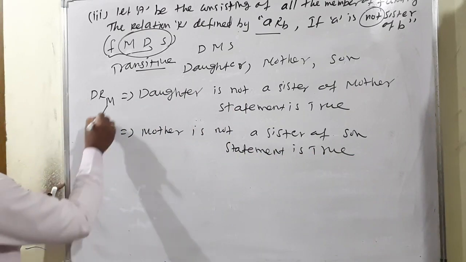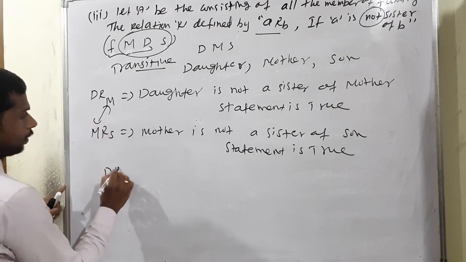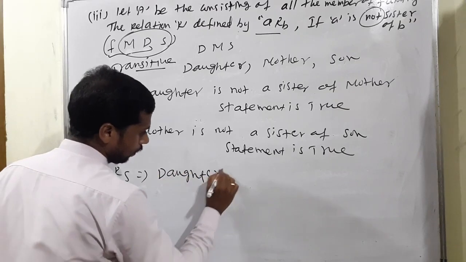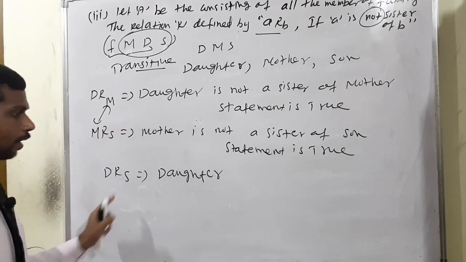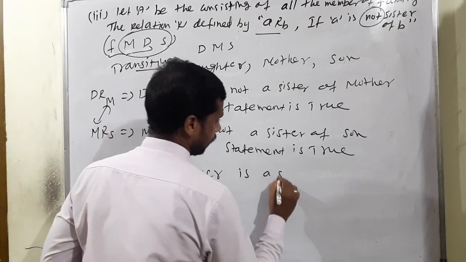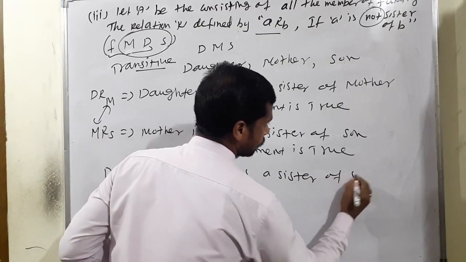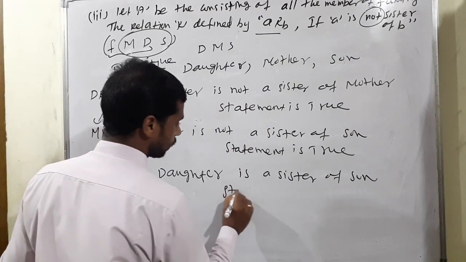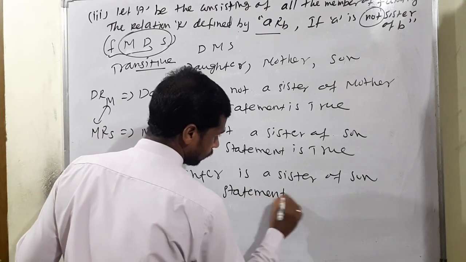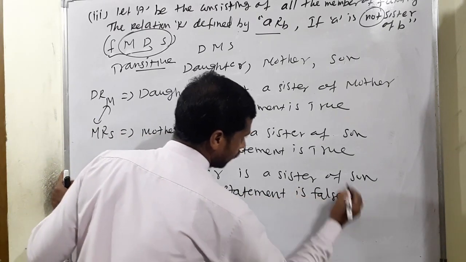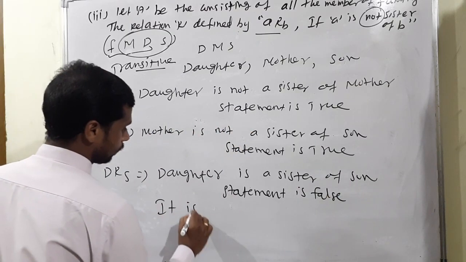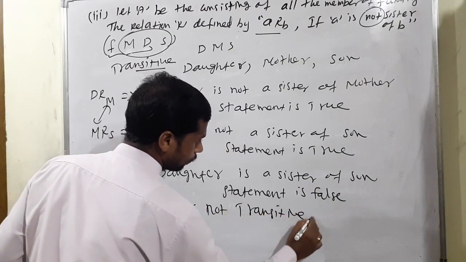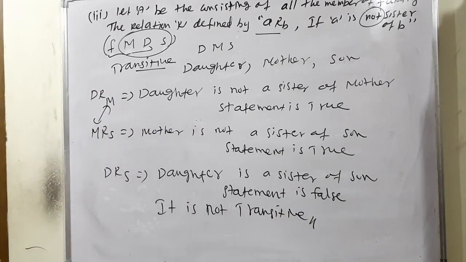Third one, the connected term means D and S, isn't it? D related to S. Daughter is a sister of son, possible, no? Therefore, the statement is false. It is not transitive. Okay, so I will continue with subdivision 4.